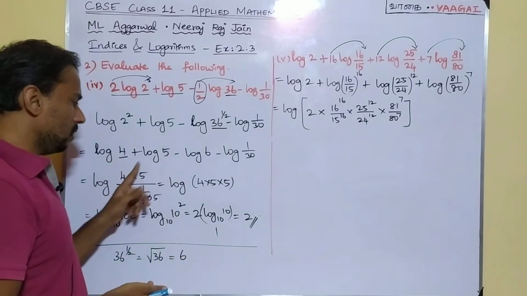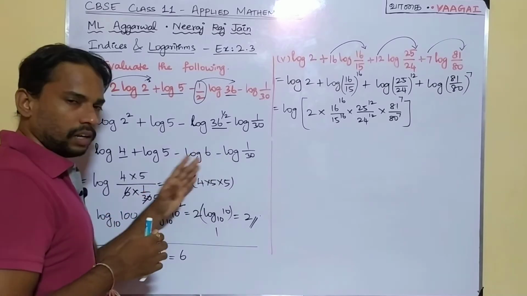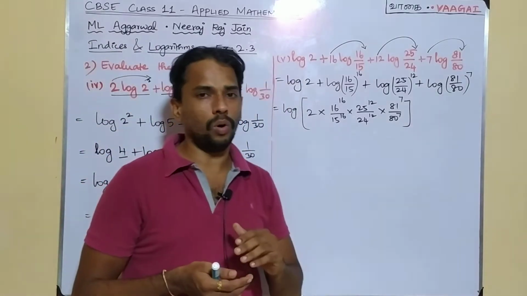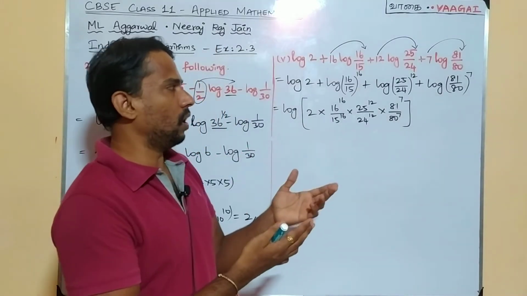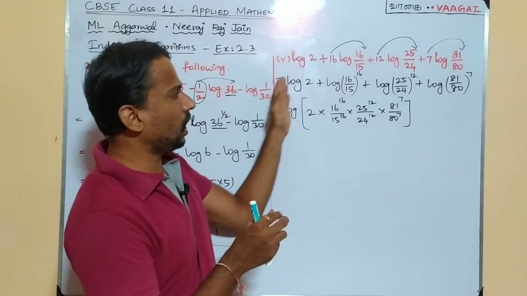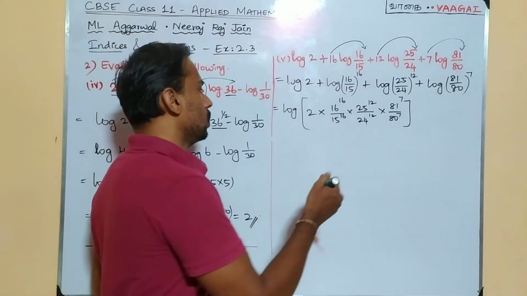Okay, so addition we used to do multiplication. This is the product rule, and whenever it is subtracted, we will be using the division. That is the quotient rule. But here there's no use of doing the division. Why? Because we have all addition only. When we have all additions, we can just do multiplication alone. That's what we are doing here.